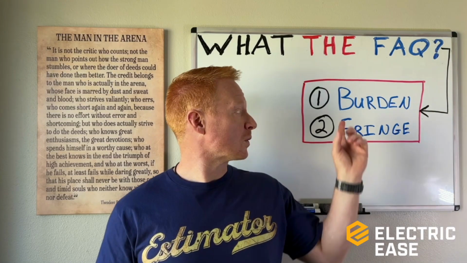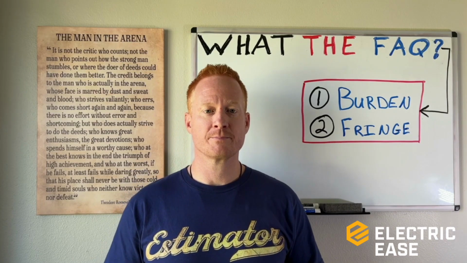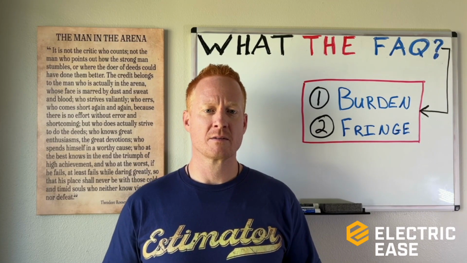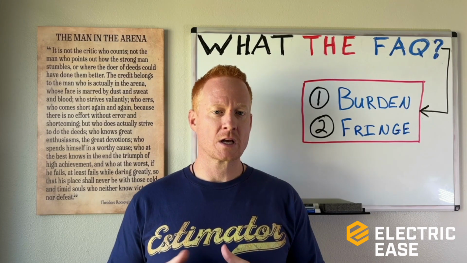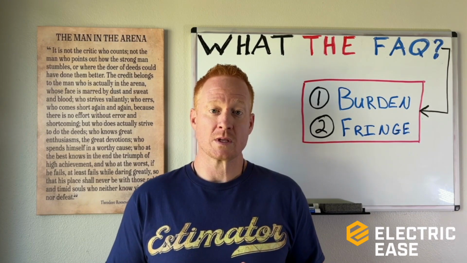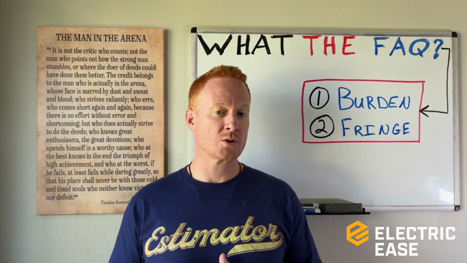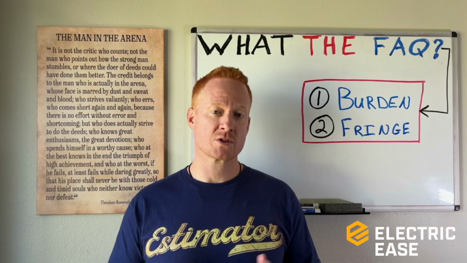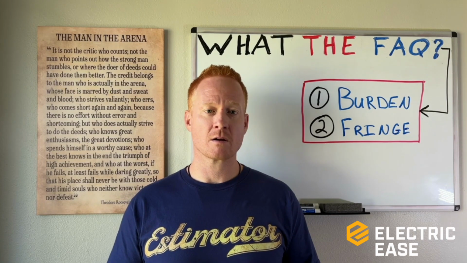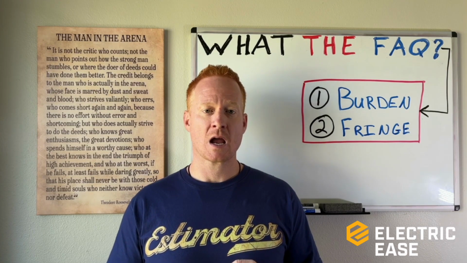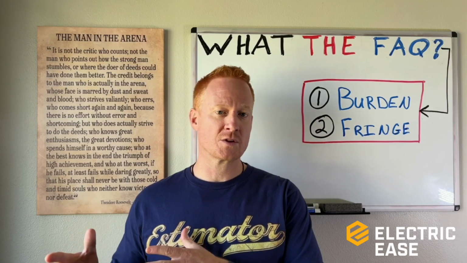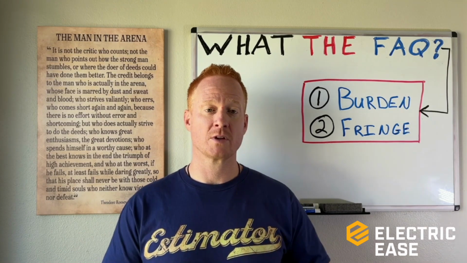The first one we want to talk about is labor burden. What is labor burden and how is it calculated? Simply put, labor burden is cost associated with an employee. Those costs include payroll taxes, so Social Security, Medicare, state unemployment tax, and federal employment tax. And then also any benefits associated with that employee can be part of labor burden.